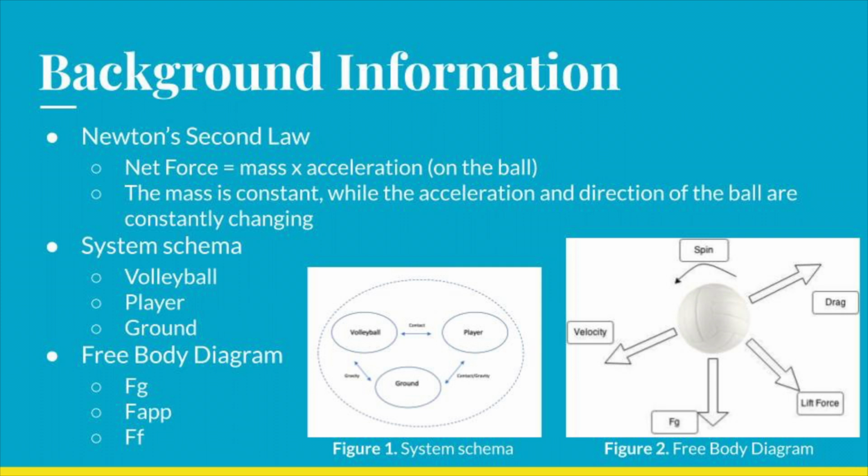As for the system schema, there is the volleyball player and the ground. There's a contact force between the volleyball and player, a gravitational force between the volleyball and ground, and both contact and gravitational forces are present between the player and the ground. And finally, in the free body diagram, there are 3 main forces that act on the volleyball. There's a gravitational force, which is the ground acting on the volleyball, the applied force when the player is in contact with the volleyball and applies force, causing the ball to spin and move in some direction, and there's a frictional force due to air resistance. However, we will not be focusing on frictional force today.